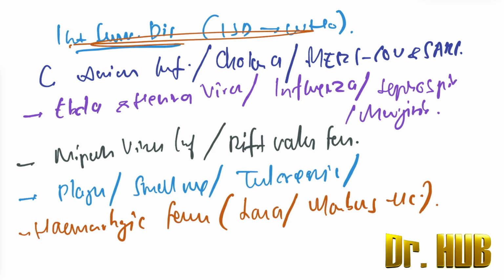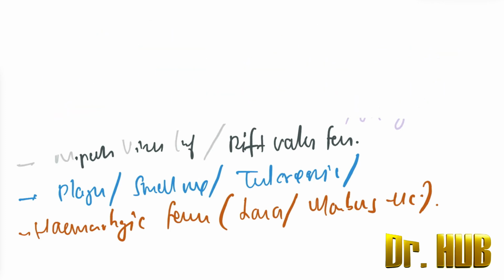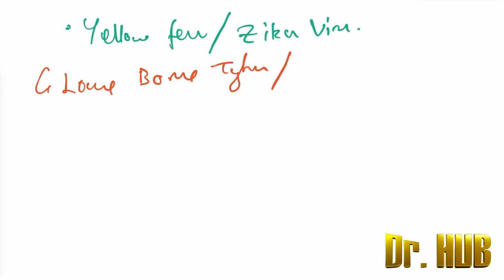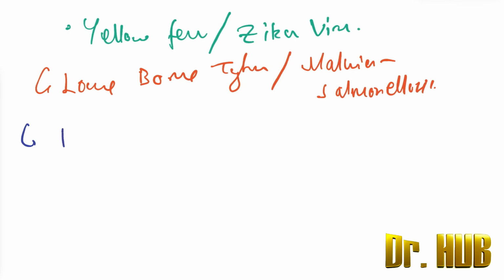Then under the international surveillance diseases, there is also the presence of yellow fever. Then comes the Zika virus. Then there is also louse-borne typhus. Then there is malaria as well as salmonellosis. Next, there is also relapsing fever and paralytic polio.